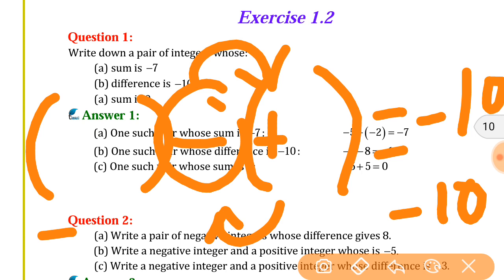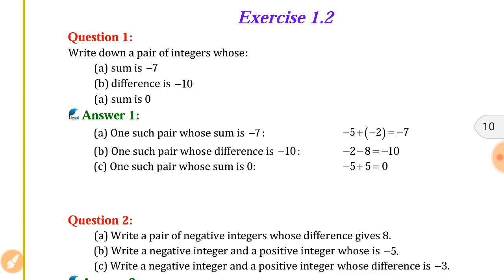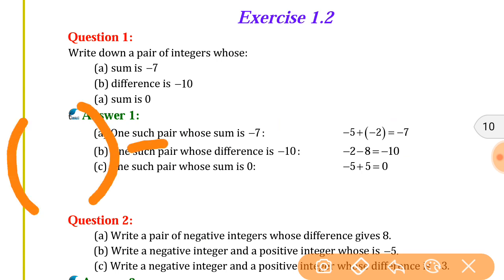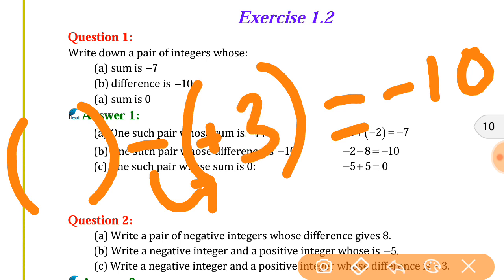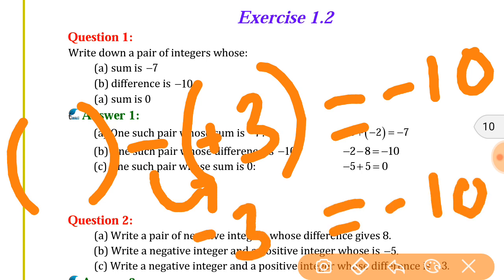Here you may think this is also a negative integer. There is a subtraction between two integers that should give minus 10. Always because of this minus, the sign will change. If it changes, you may take a positive number as a better example. For example, if you take 3, it becomes minus 3 only. We need minus 10, isn't it? Keep it in mind.